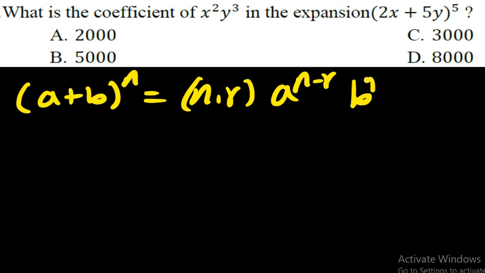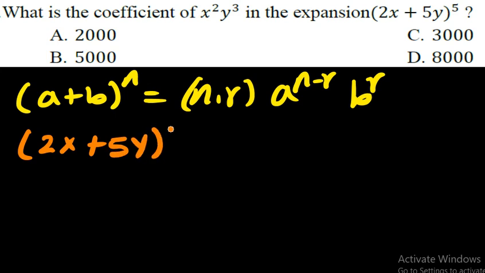This is the same as n combination r, then a to the power of n minus r times b to the power of r. So this time the given expansion will be (2x plus 5y) to the power of 5. So we are asked to find our r.